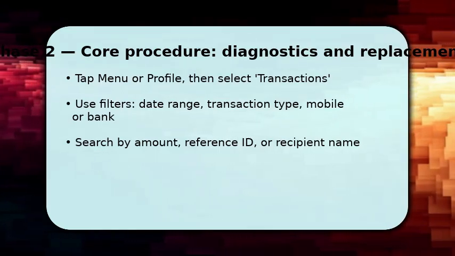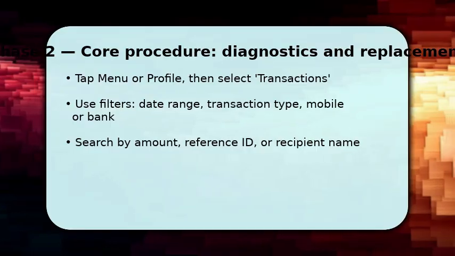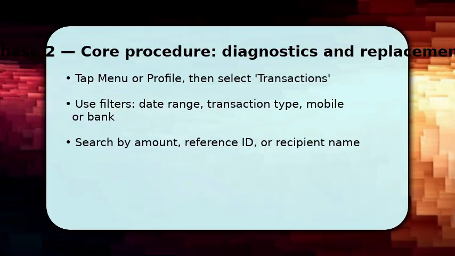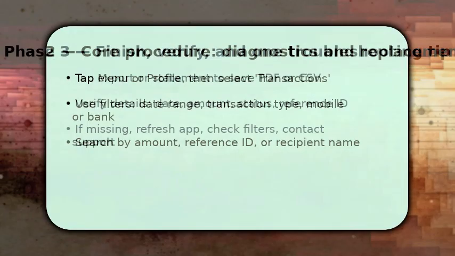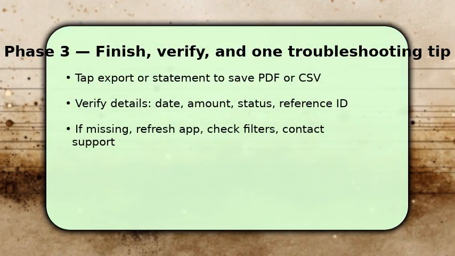As you review, tap any transaction to see details like date, status, and reference. Make note of ID for follow-up. Now export or save the record if you need proof.